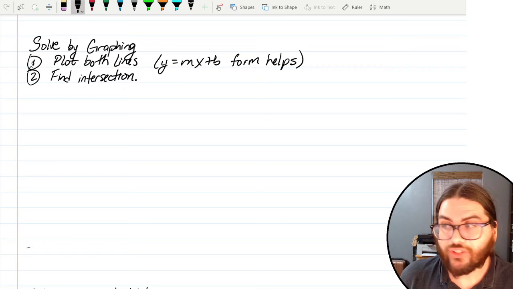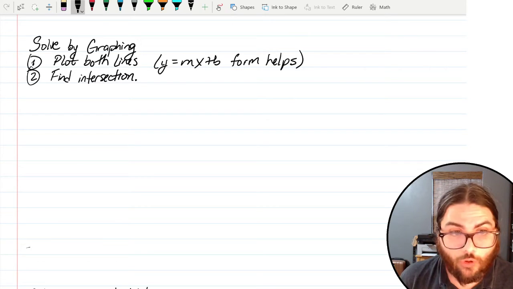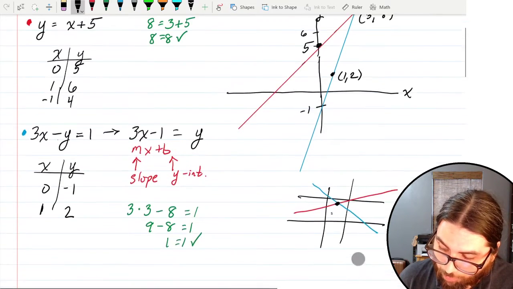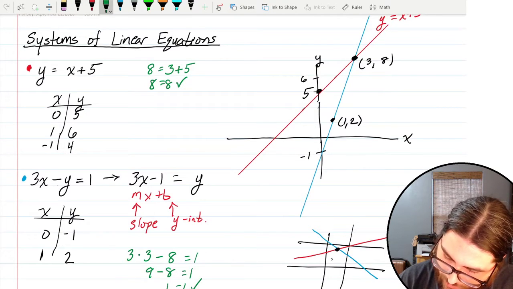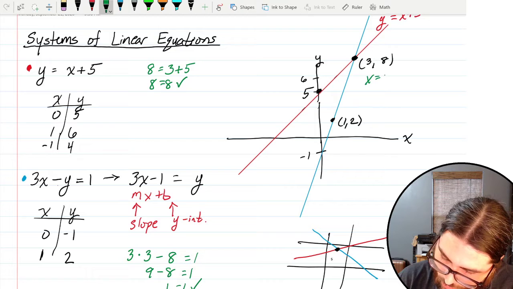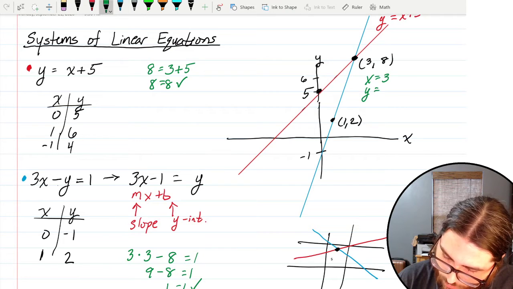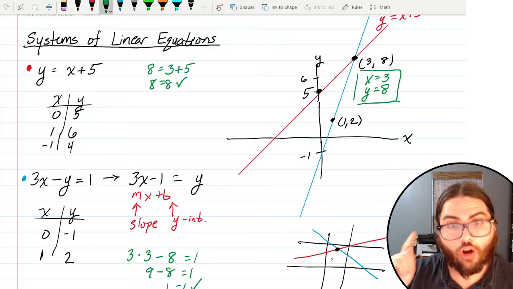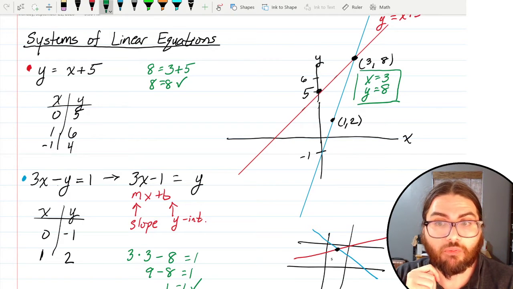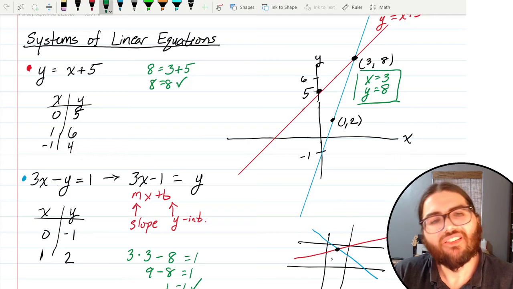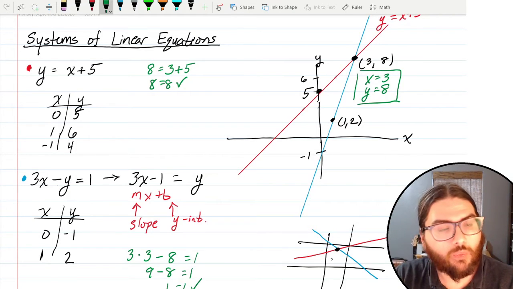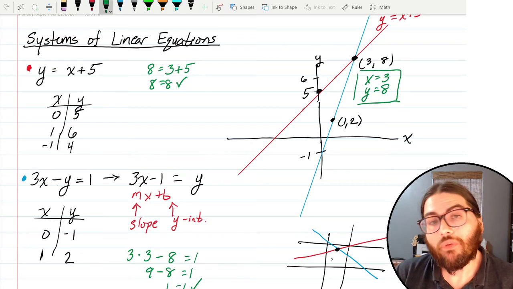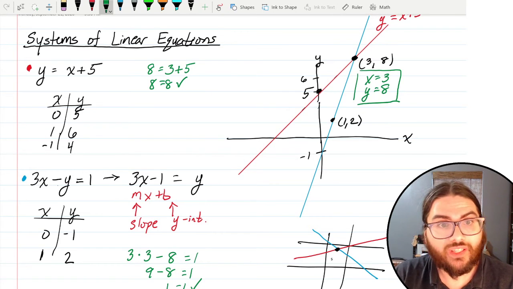And that intersection is the solution. Notice how the solution is both at the same time. This intersection is actually x equals 3, y equals 8. And both of those together are one solution to this system of equations. It's kind of weird because we're not used to one solution being represented with multiple numbers. But here, remember, I'm trying to solve the entire system.